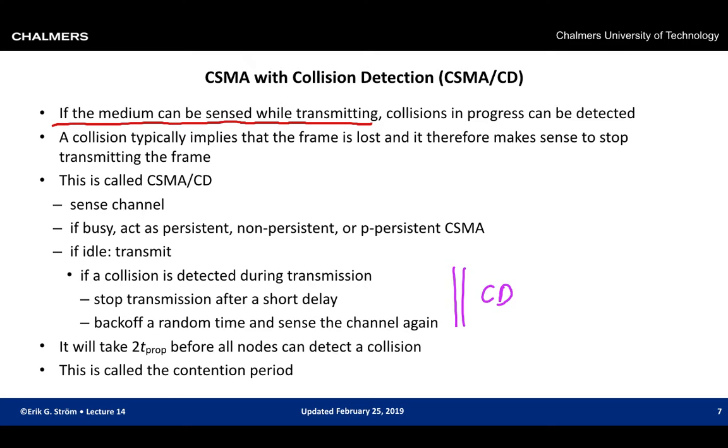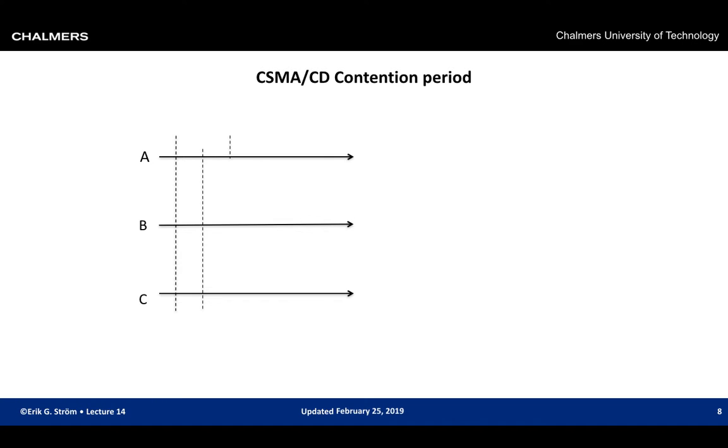These two items here will be clearer if we look at what's going on here. So here, a simple example, we have 3 stations, A, B, and C. At this point in time, A has a frame to be transmitted. So it senses the channel is idle, and then it transmits. It then reaches B at this point in time and C at this point in time.